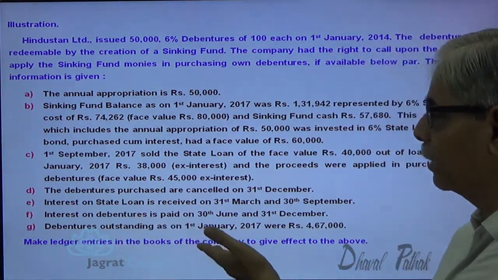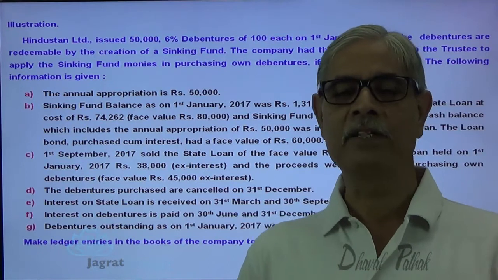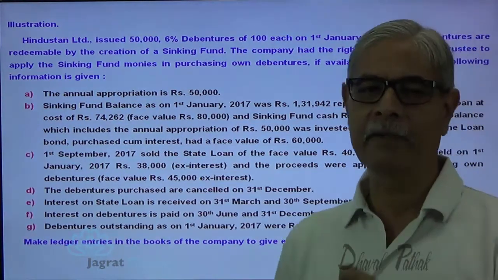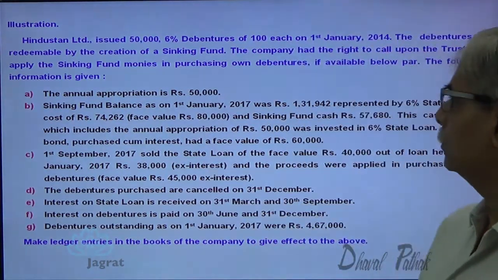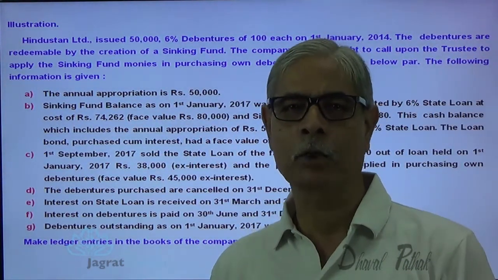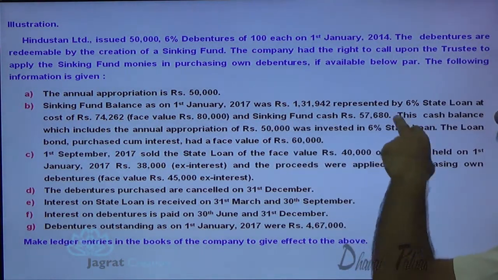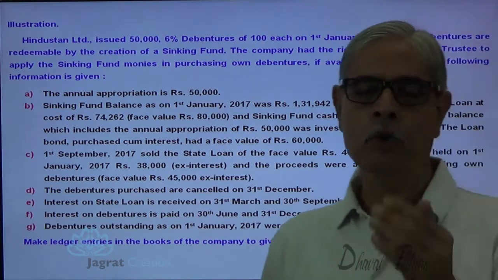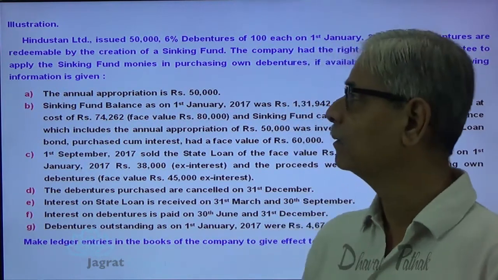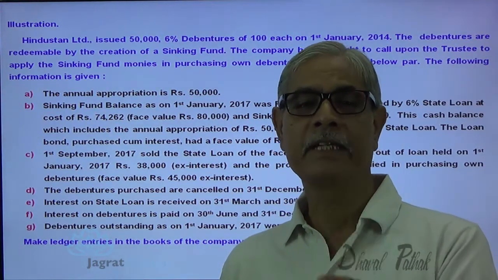Make ledger entries in the books of the company. Now, how many ledger accounts shall we require? There is a sinking fund balance, so sinking fund account will be prepared. Represented in 6% state loan, so the sinking fund investment in state loan account is going to be prepared. Sinking fund cash balance 57,680, so sinking fund cash account will be prepared. Debenture liability account, then sinking fund account, sinking fund investment in loan account, sinking fund cash balance account.